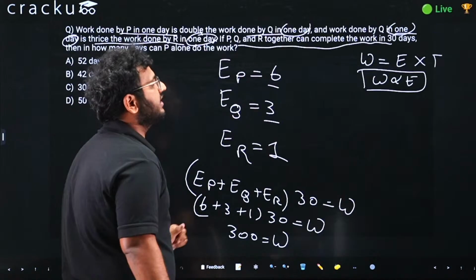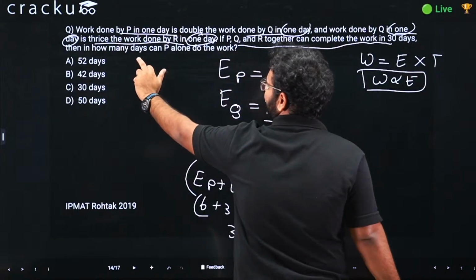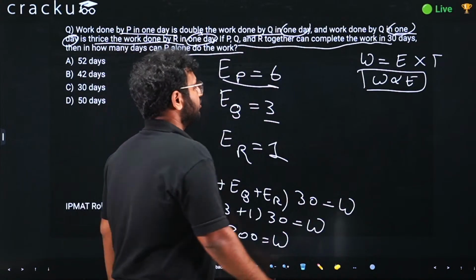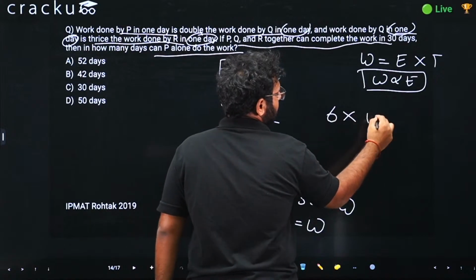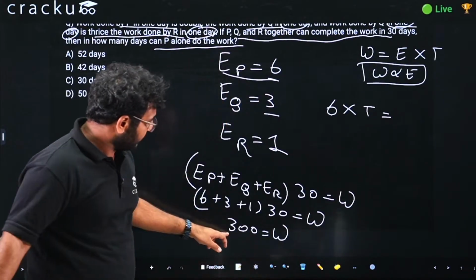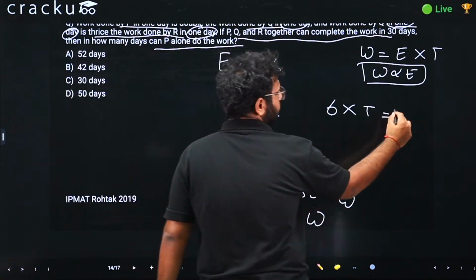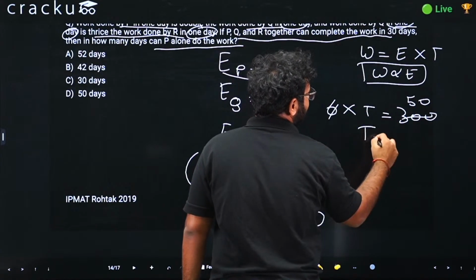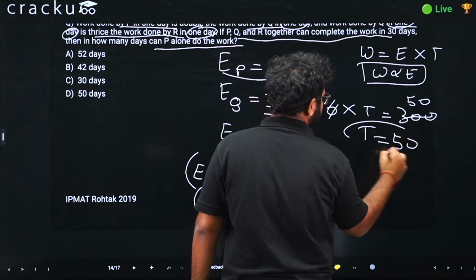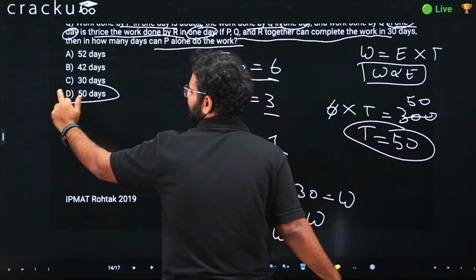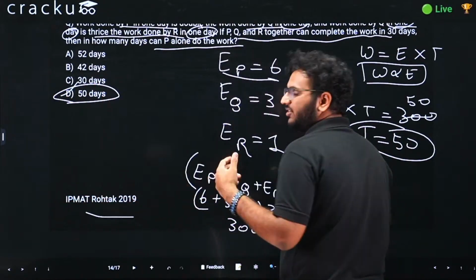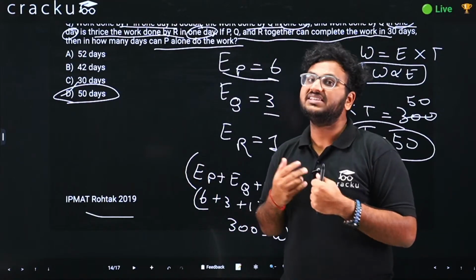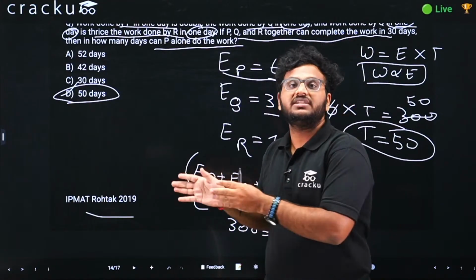Now let us look at what is asked in the question. How many days can P alone do the work? So P's efficiency is 6. So 6 into time is equal to total work. Total work is 300. So 6 into 50. So time taken by P would be 50 days. Hence option D is the correct answer. See, this level of question is asked in Rohtak. We already solved this type of question. See how easy this question becomes when you learn the basics.